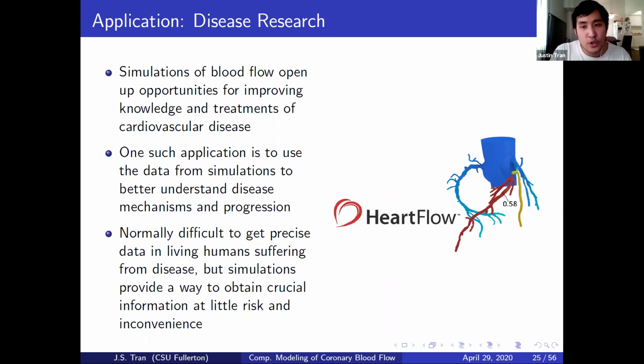And we've talked about HeartFlow. HeartFlow is the company that measures fractional flow reserve to diagnose coronary artery disease.